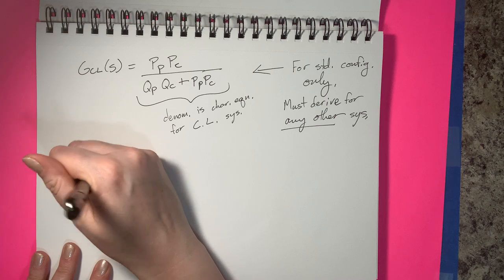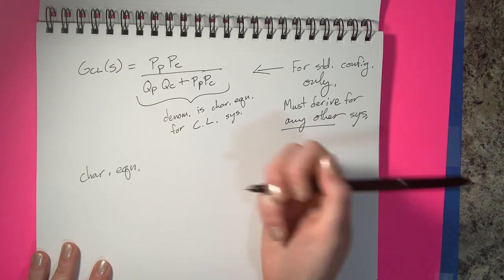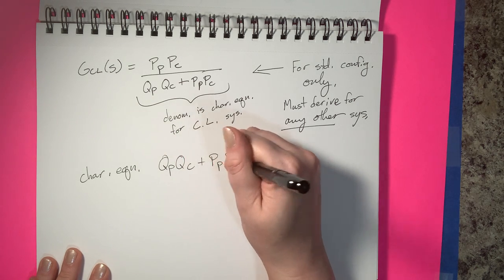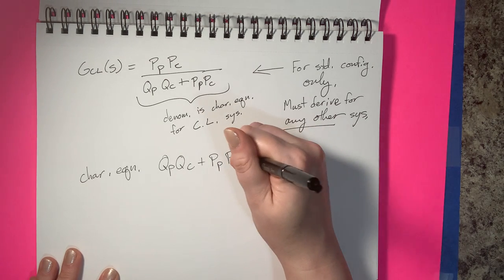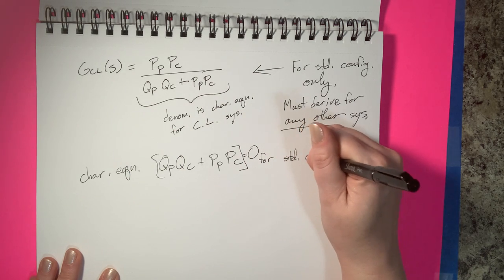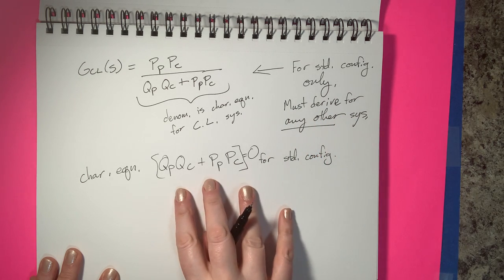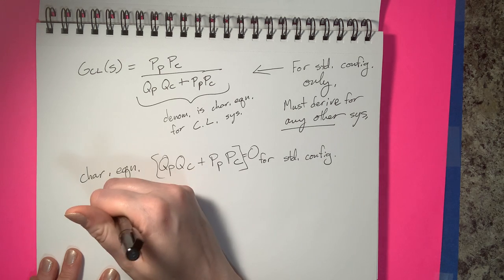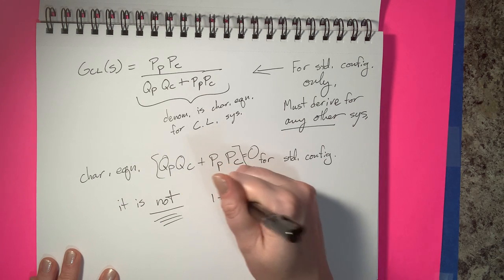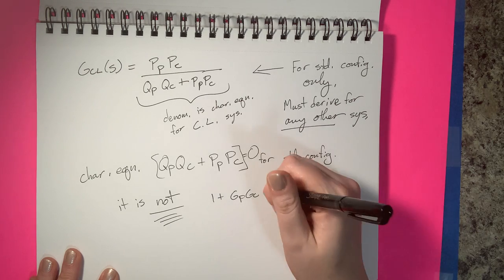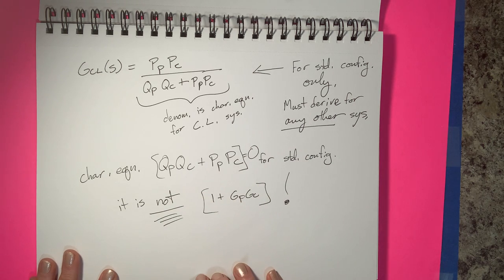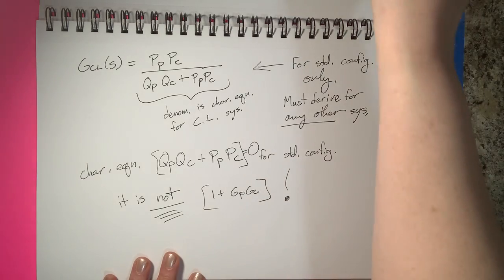All right, so again, characteristic equation. Sorry to be so repetitive, but I feel like it's helpful. And we set it equal to zero for the standard configuration. Okay, we must derive it if we have a different system, and it is not 1 plus GPGC. Have to have the Q's and P's. All right, I think that we've covered everything that we wanted to.